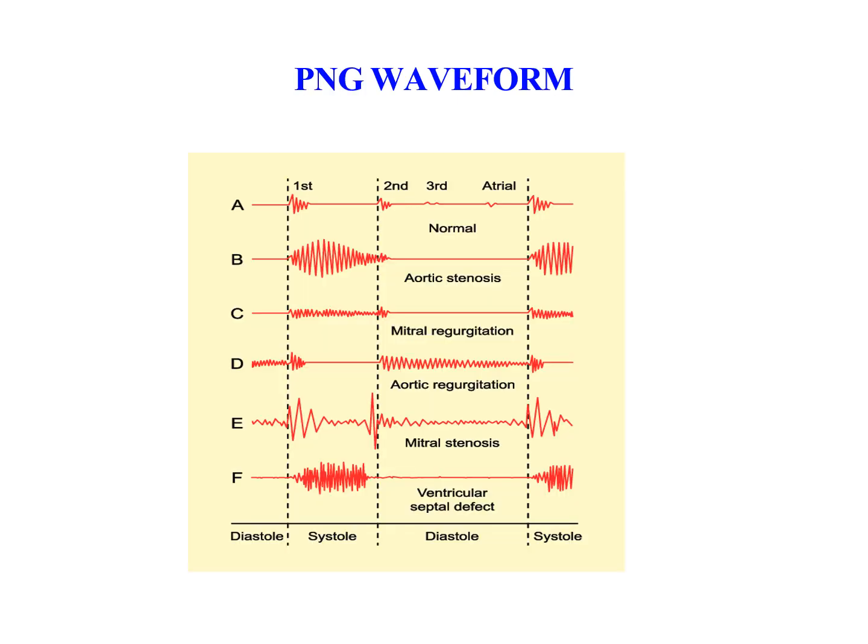Next one is PCG, the phonocardiogram waveform. It shows the first, second, third and fourth heart sounds, labeled A, B, C, D, E, F. Diastole, systole, diastole, systole: the waveform changes in diastole and systole. The first diagram is normal, with first, second and third sounds. Next are aortic stenosis, mitral regurgitation, aortic regurgitation, mitral stenosis, and ventricular septal defect.